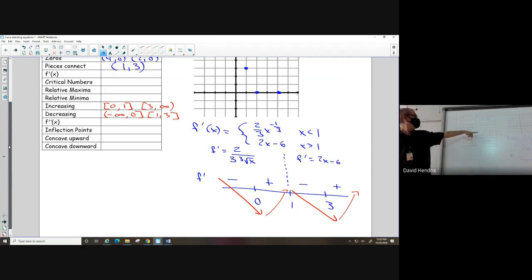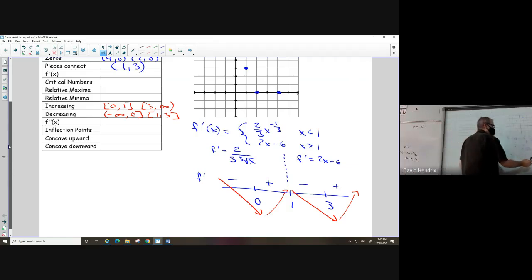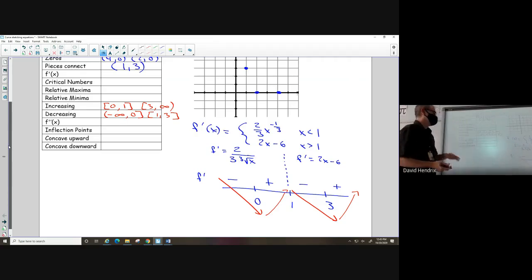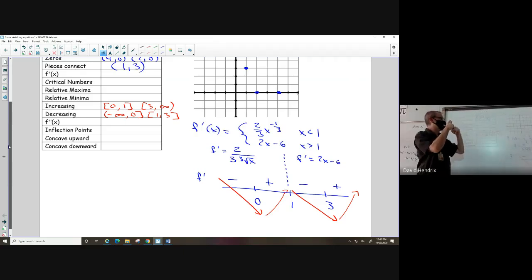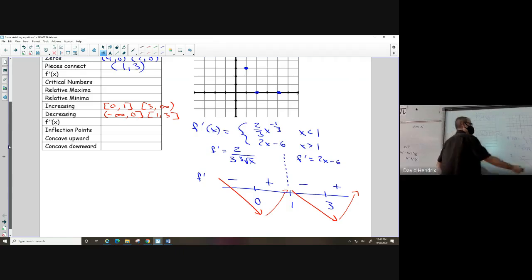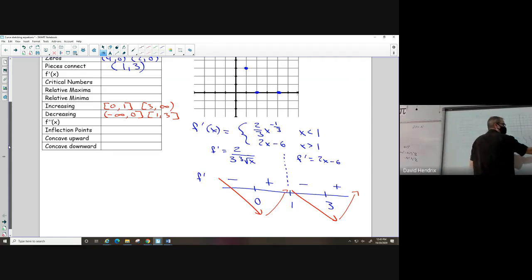All right, up here, as far as critical numbers go, that's where f prime equals 0 or is undefined. And so those are those three values right here, 0, 1, and 3. And so you might ask, well, how do we know that f prime of 1 doesn't exist, right? Well, the two pieces, when they come together, they don't actually equal each other. It doesn't equal 0 right here at 1. If I were to plug that in to both these, I would get 2/3 and I would get negative 4.